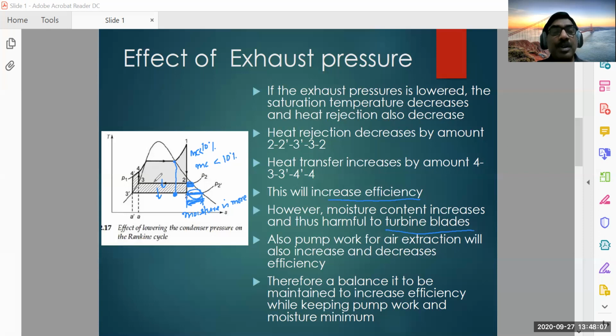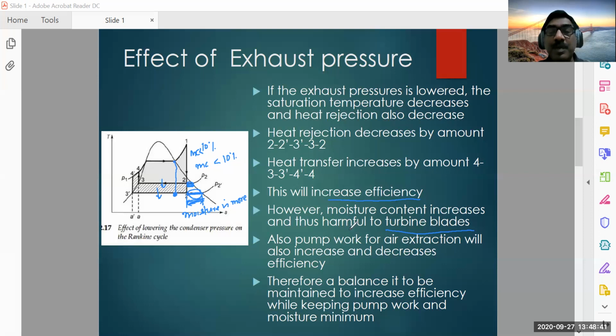That means if you are decreasing the condenser pressure from P2 to P2 dash, you are adding some more heat, and also you are rejecting less heat. Because of these two reasons, you are getting more efficiency. But what is the side effect? The side effect is increasing the moisture content. So if the moisture content is increased, the turbine blades will be damaged. So that is why we cannot go to much lower condenser pressure.